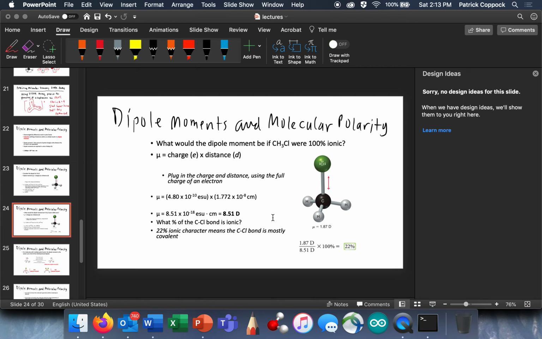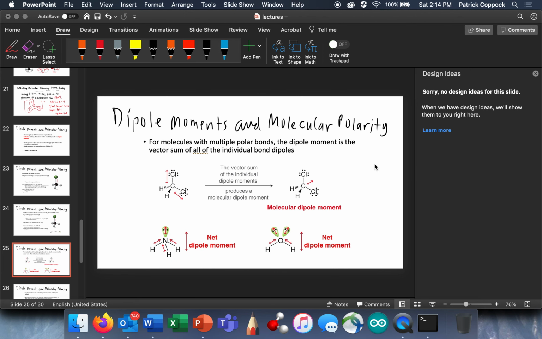Okay, so it's 22% ionic. We're not going to be calculating a lot of these. I think it's helpful for you to see it. Now, for molecules with multiple polar bonds, that's a separate issue.